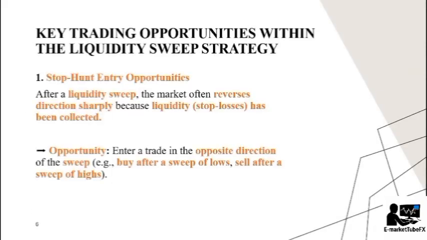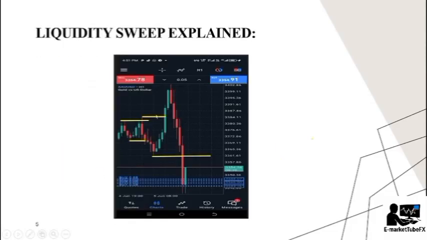So that is what you are seeing on your screen. So you say what? You buy after a sweep of low, then sell after a sweep of what? High. That is what you are seeing here. So after the sweep of high, you sell. You buy after the sweep of what? Low. So this is what actually influenced my decision to buy the market.